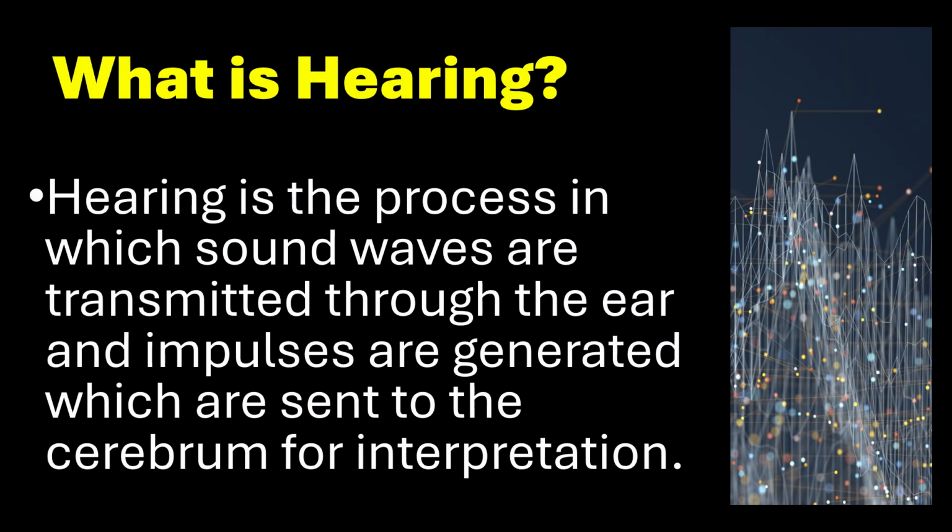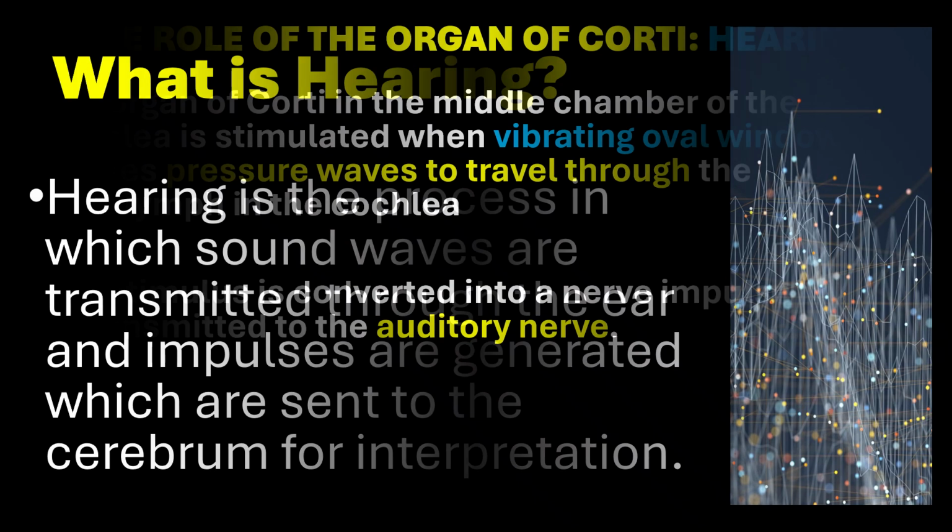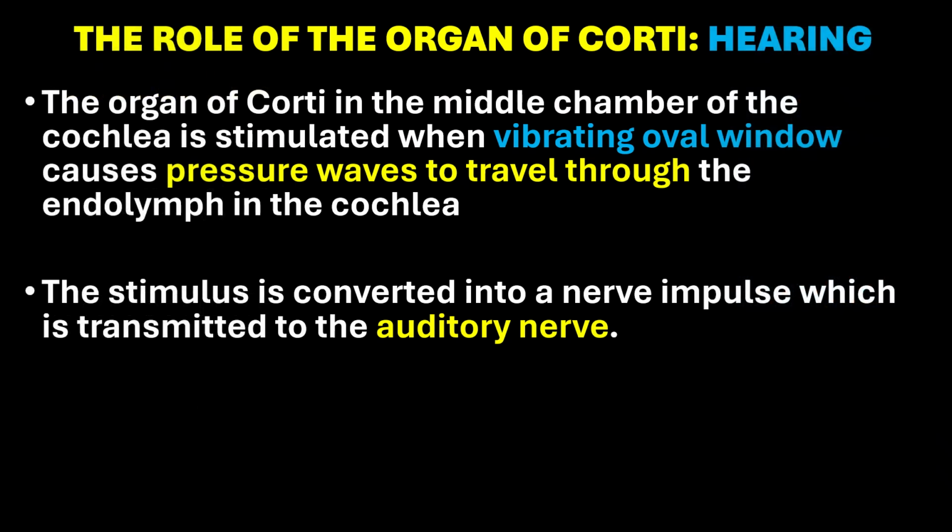Then we go on to the hearing process, because we have to actually explore the general functions of the ear, that is balancing and hearing. So let's start with hearing. What is hearing? Hearing is a process in which sound waves are transmitted through the ear and impulses are generated, which are sent to the cerebrum for interpretation. Then we need to know the role of the organ of Corti in hearing. Always know the organ of Corti is always connected to hearing.